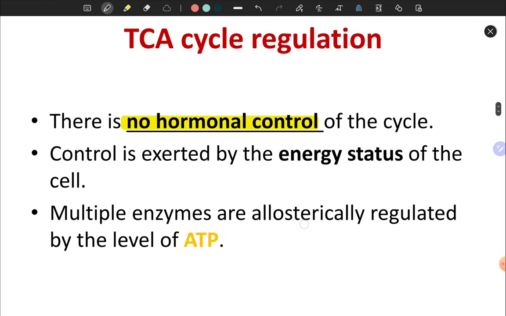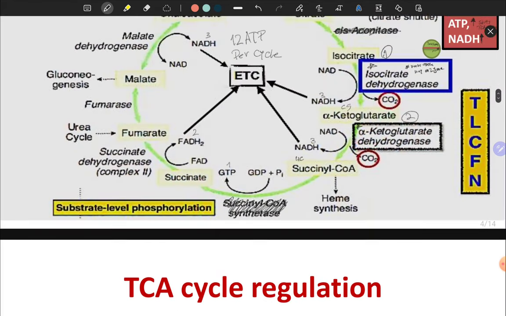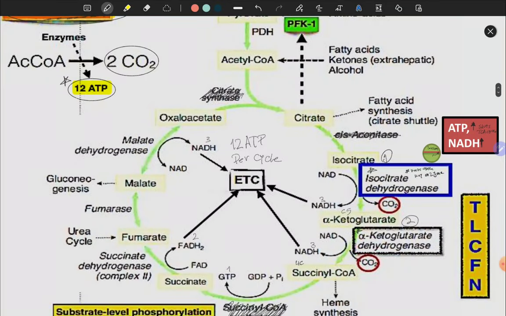So this is regarding the TCA cycle. Glycolysis happens in the cytoplasm, the TCA cycle in the mitochondria of the cell, the mitochondrial matrix.